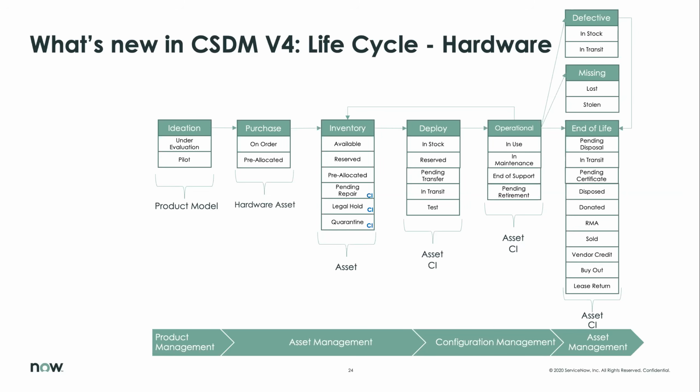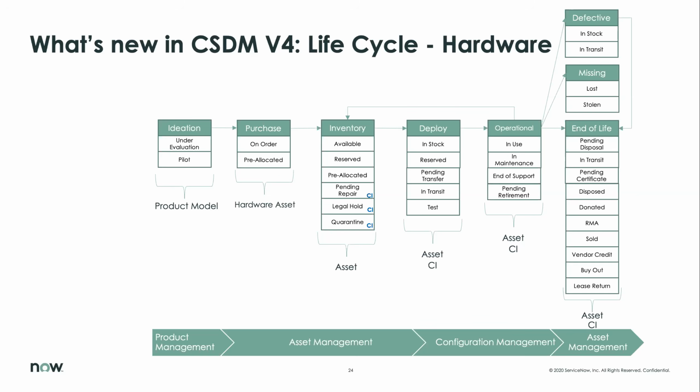So from a hardware perspective, we have an idea where it's under evaluation, we're piloting it, we decide, yeah, we want this in our environment. So now we'll have an asset record with purchase. We'll put that into inventory. When we go to deploy, we've got those particular details related to it. When it's operational, we have our particular details. After operational, it's either defective, missing, it goes back into inventory so we can reuse it, or it gets end of life. And of course, there's more details in end of life to manage how we take care of hardware versus what we would do with more of the logical elements. So this is where we see disposed and donated that you wouldn't expect to see as a choice on an application service.